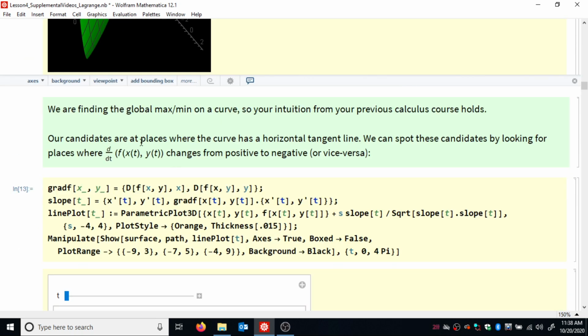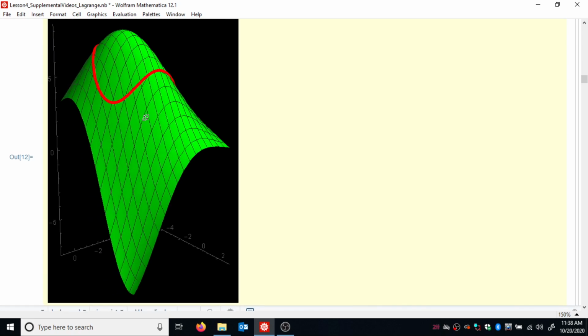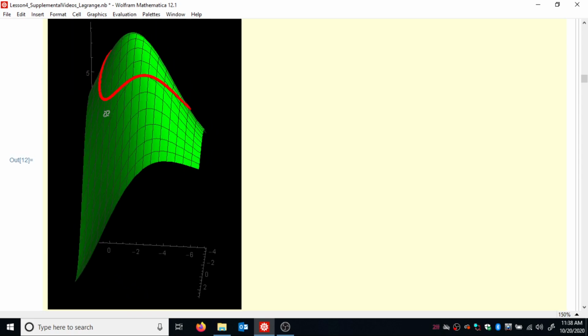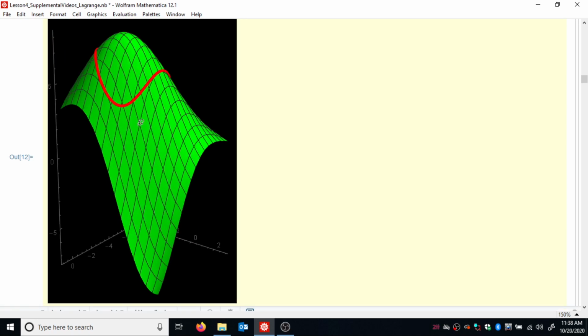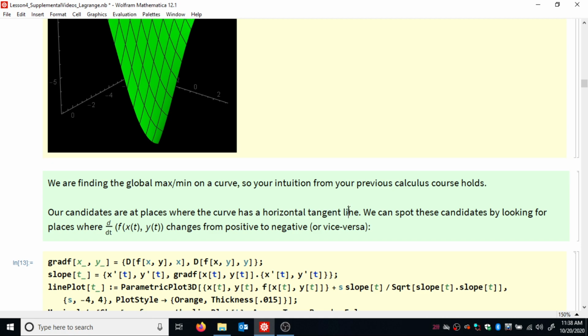So let's think back to our previous calculus course. This is a curve. And a curve is going to rely on some of the intuition that you guys came into this course with. You already knew how to find candidates for maxes and mins on curves. Basically, the places where you have a horizontal tangent line. More specifically, the places where df/dt is equal to 0, or df/dt changes from positive to negative or from negative to positive. Those are going to be our candidates.